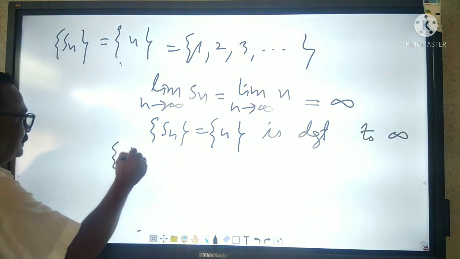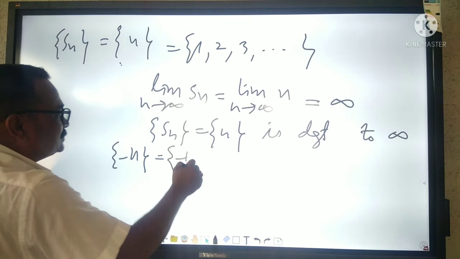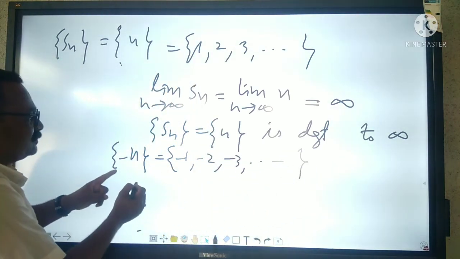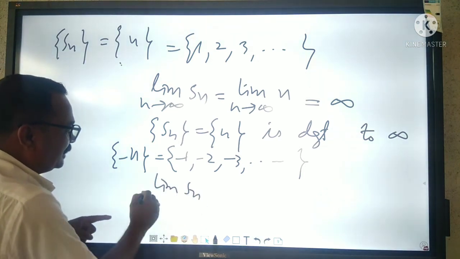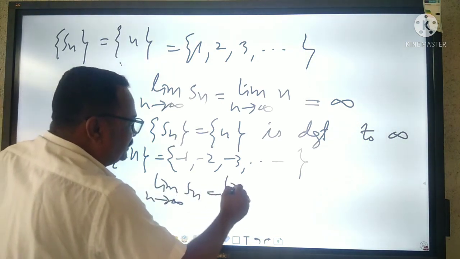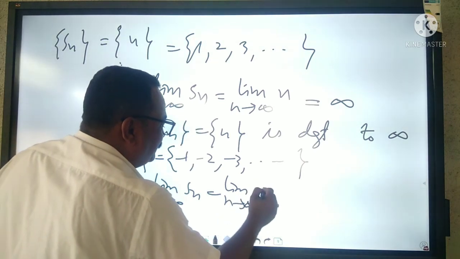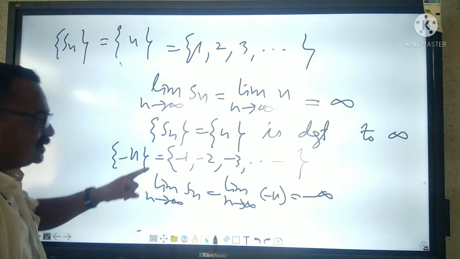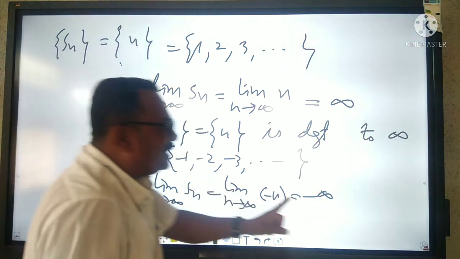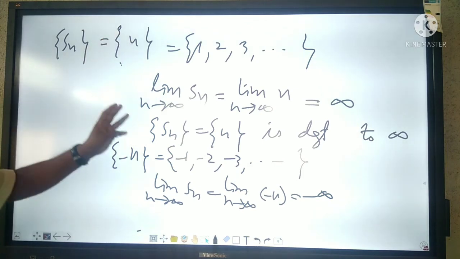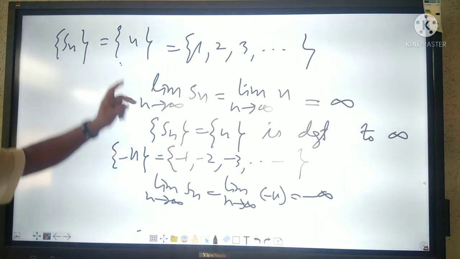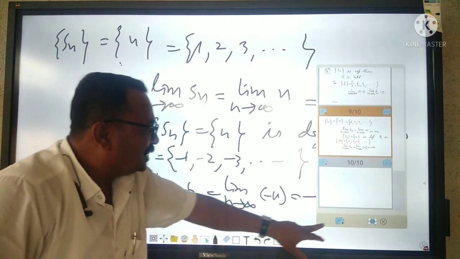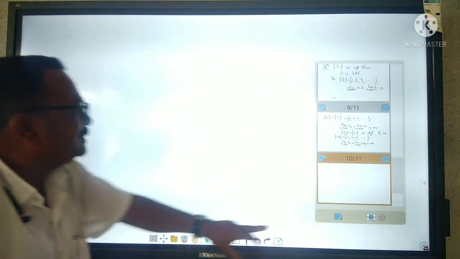The sequence minus n means minus 1, minus 2, minus 3, dot dot dot. For this sequence, the limit of Sn as n tends to infinity, that is the limit of minus n, is minus infinity. This one is also divergent and diverges to minus infinity. So we have the example of a convergent sequence and a divergent sequence.